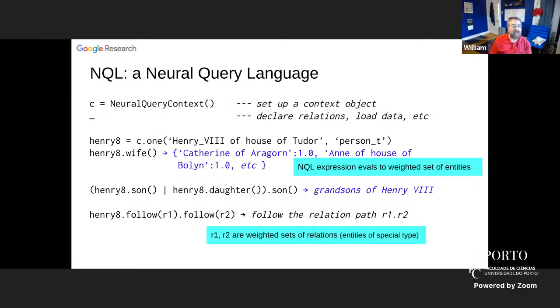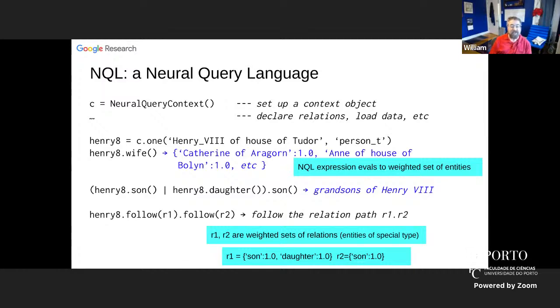There's also a second order construct. Instead of a specific predicate that corresponds to a specific matrix in your underlying representation, you can specify a variable. This is a weighted set of relations. This lets you follow some relation path which is specified. Let's say you wanted to get exactly the same result as this one: in the first case you could say the first relation is son or daughter, and the last one has to be son. That would give you again grandson.